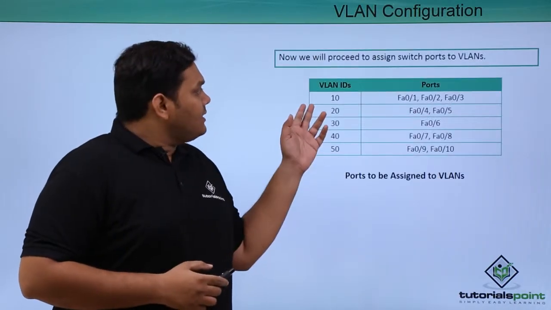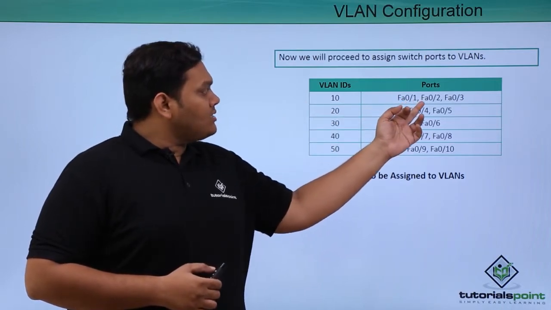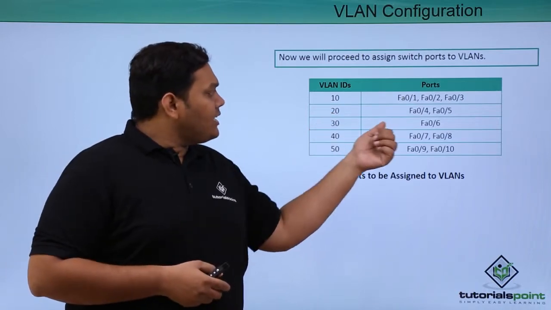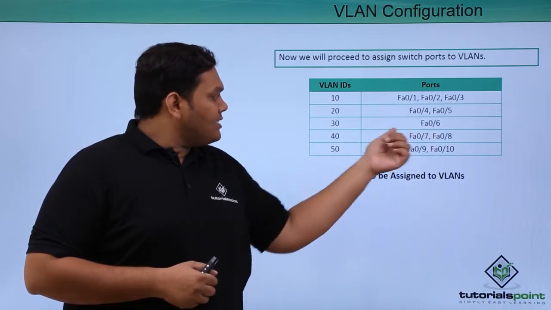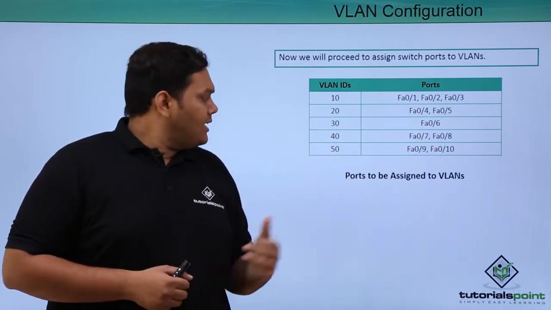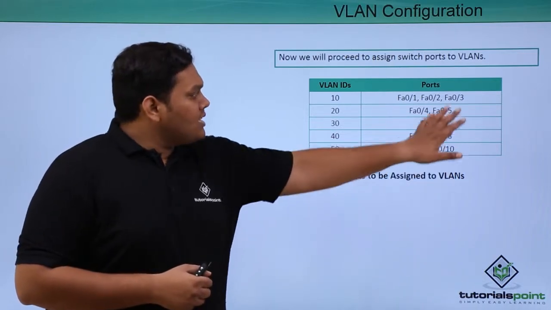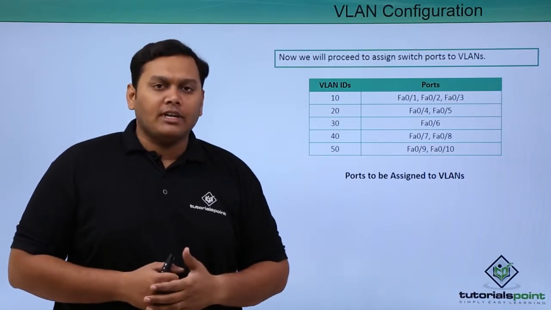VLAN 10 has the ports FA0/1, 0/2 and 0/3 to be assigned, VLAN 20 gets 0/4 and 0/5, VLAN 30 gets 0/6, VLAN 40 gets 0/7 and 0/8, and VLAN 50 gets 0/9 and 0/10. These are the ports to be assigned to the VLAN IDs.